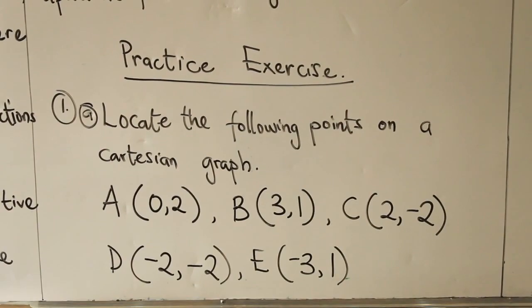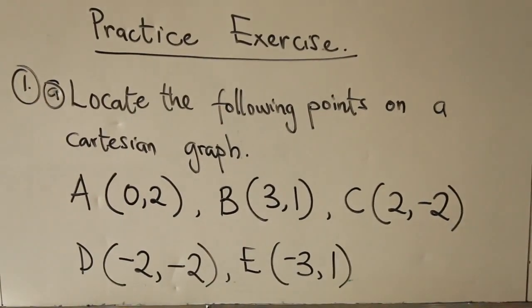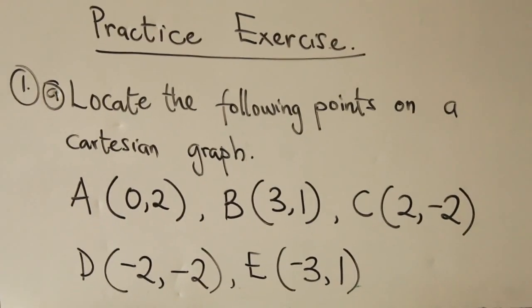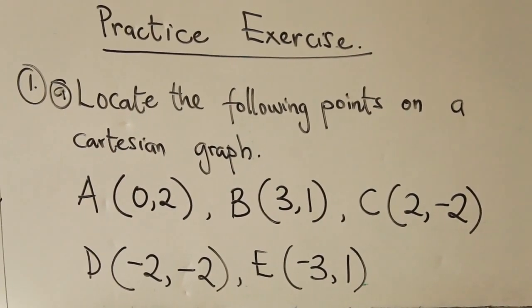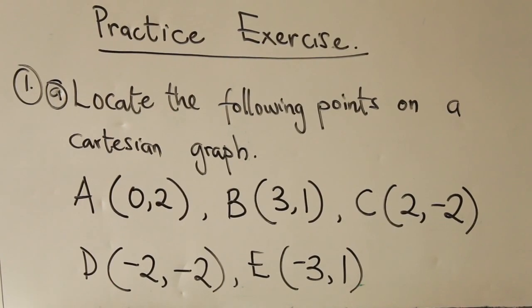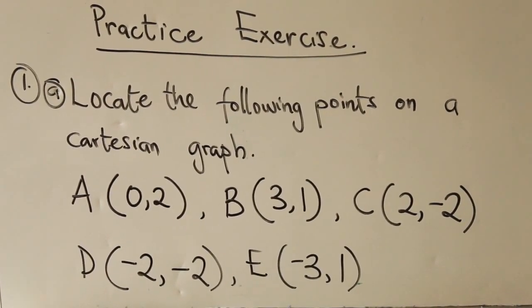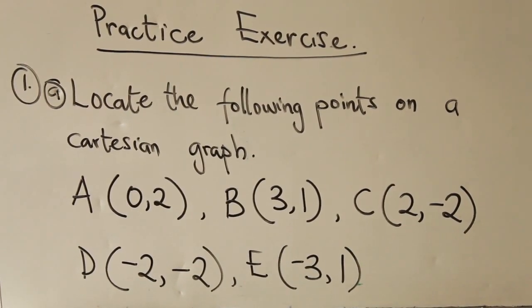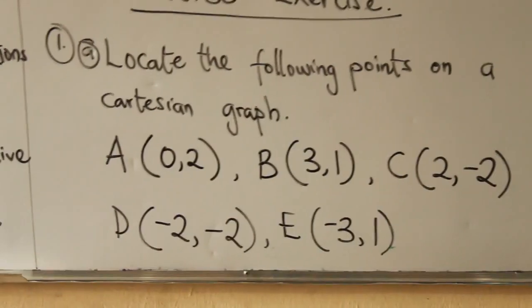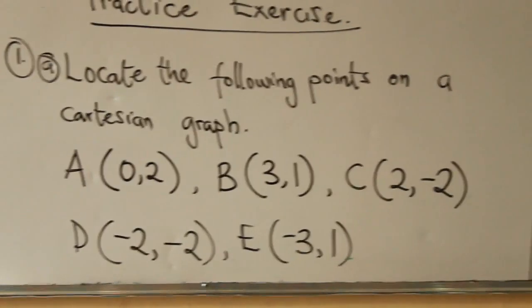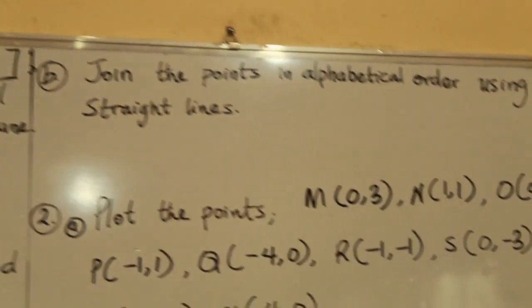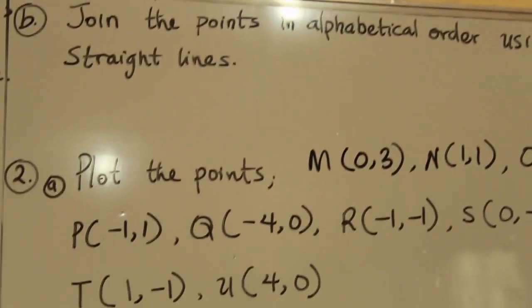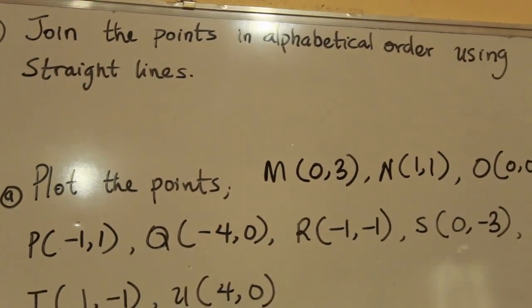The next point, B, is (3, 1). Next point, C, is (2, -2). Next point, D, is (-2, -2). And the last point, E, is (-3, 1). The next part of the question is that we should join the points in alphabetical order using straight lines.